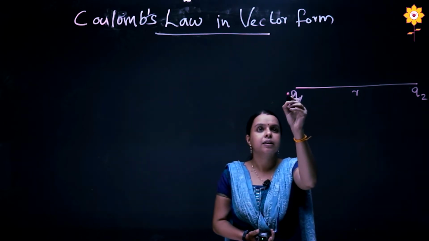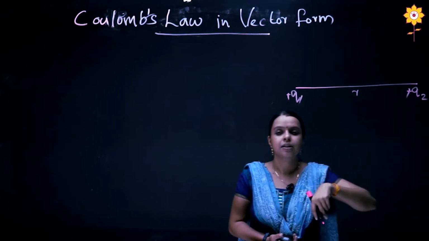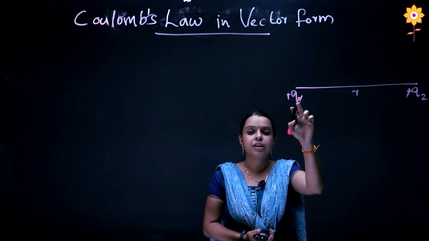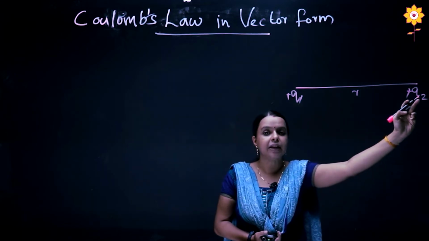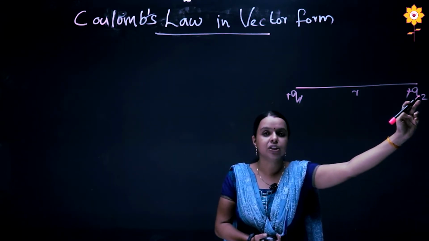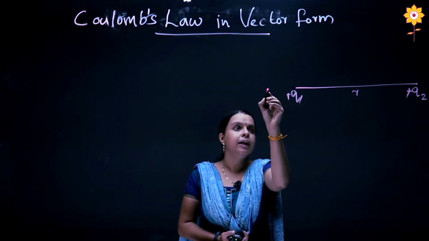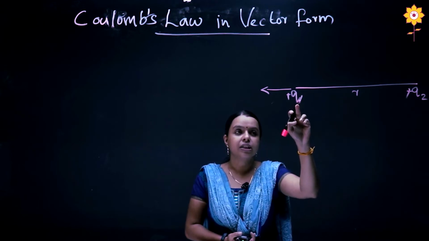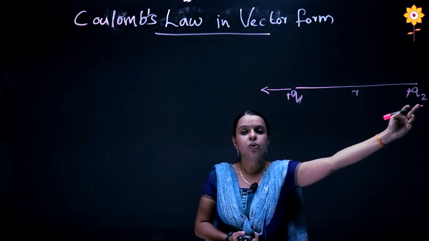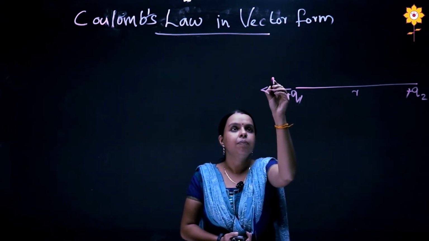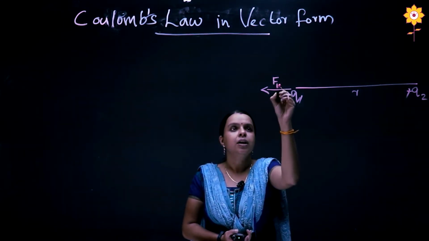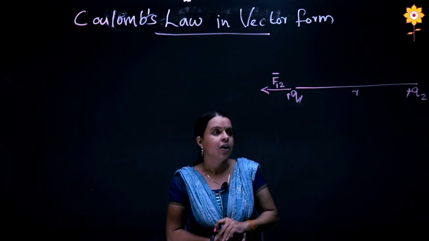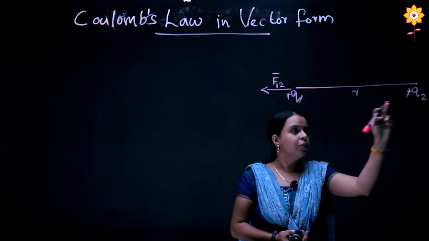Suppose I take two positive charges, plus q1 and plus q2. For the first charge q1, there will be a repulsion due to the second charge q2. So the force will be in this direction, that is, the force on the first charge q1 due to the second charge q2. The direction will be in this direction.